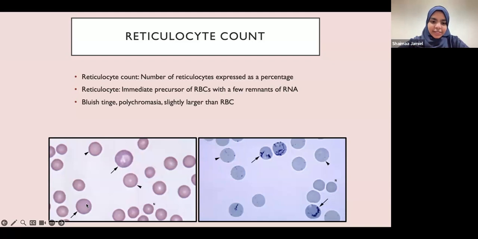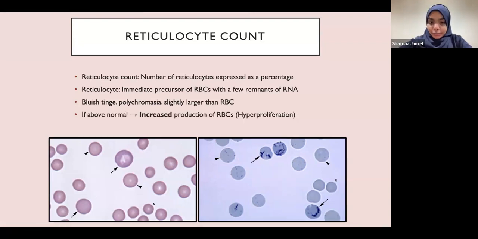Honestly, I don't see the difference. If you'd ask me, I'd say they look more purple than bluish, but they're bluish compared to a normal RBC. And polychromasia, so they kind of have different colorings inside. This would be an example of polychromasia. They're larger than an RBC, which makes sense. But the important thing is that you're going to see remnants of RNA. So you put a special stain and you're going to see these blue dots. These are remnants of RNA. So that means that these cells are reticulocytes. If you don't see a lot of remnants, this is a mature RBC, okay?